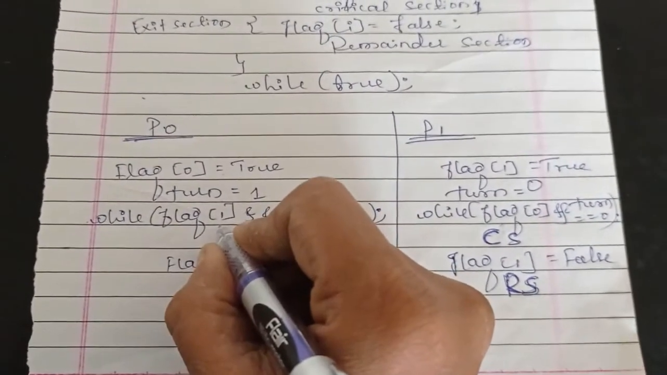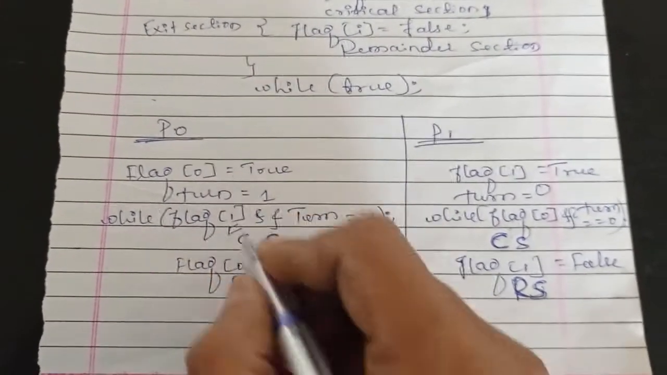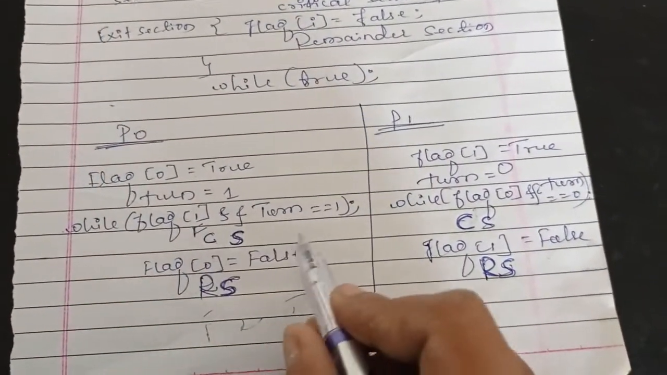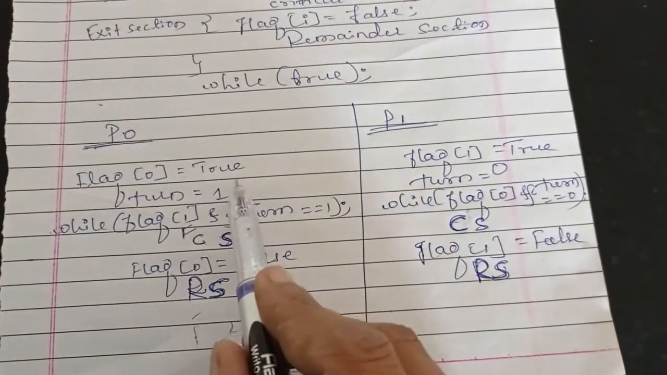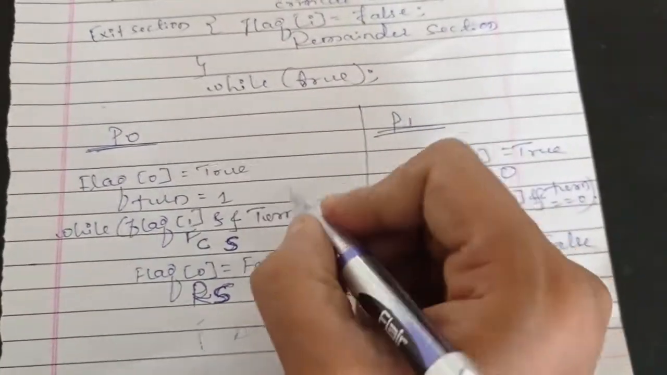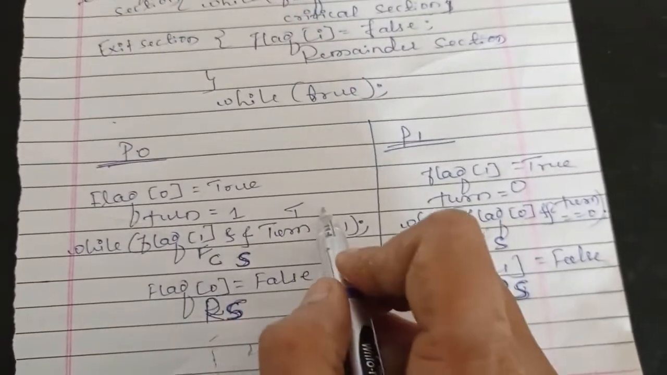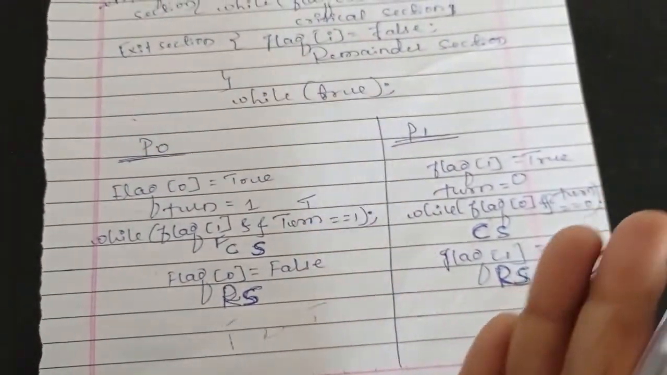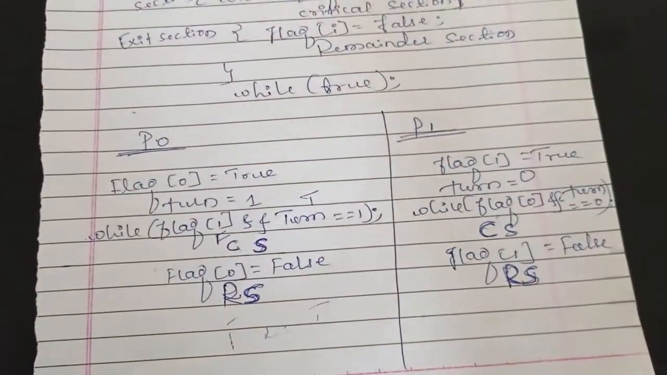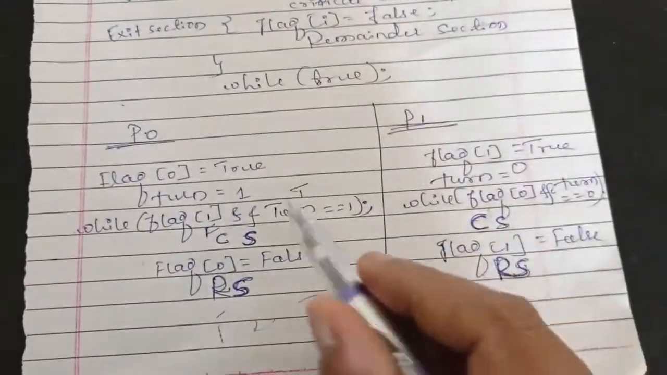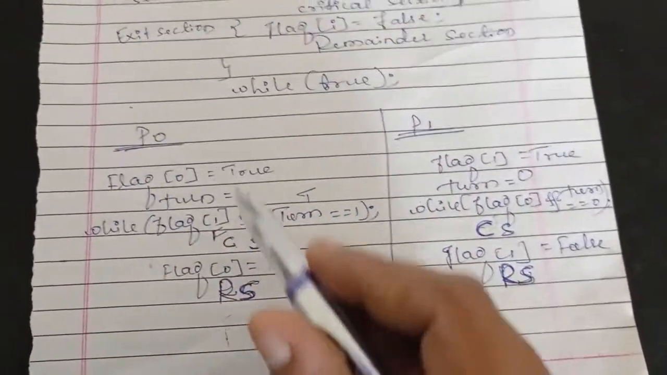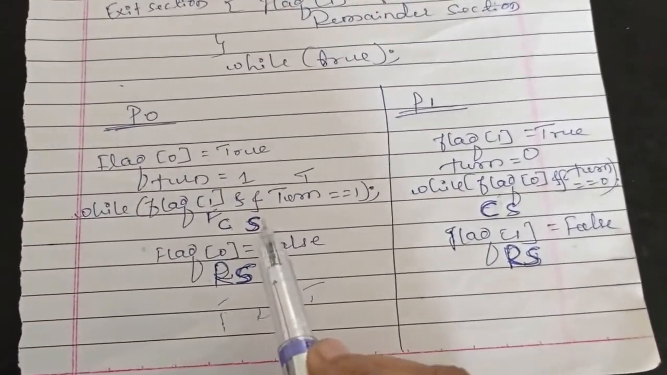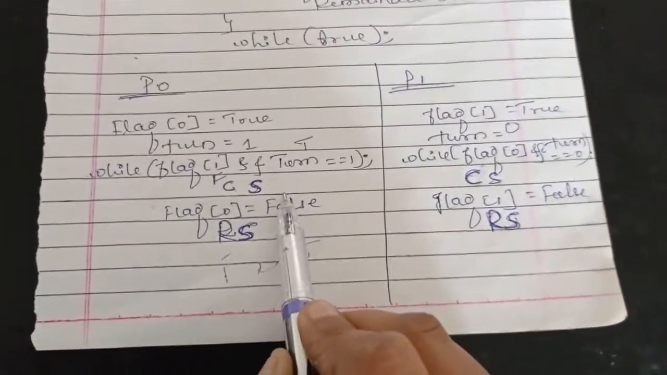Flag is false. As I told, we have set the flag of 1 as false. So flag of 1 is false and turn is equal to 1. So turn we have set here as 1, so 1 is equal to 1, it is true. But F and T means, according to the AND condition or AND gate, you remember, both the conditions must be satisfied or true. So if here the condition becomes false, we are giving permission to process P0 to enter its critical section. Clear?